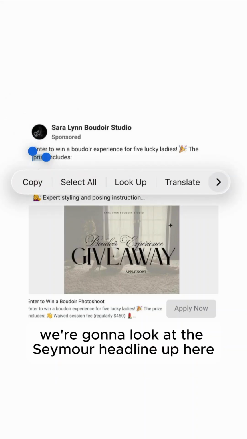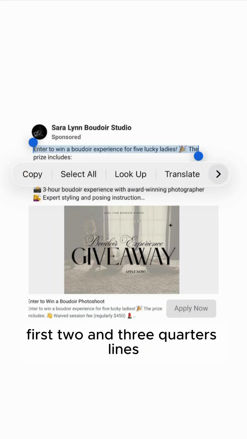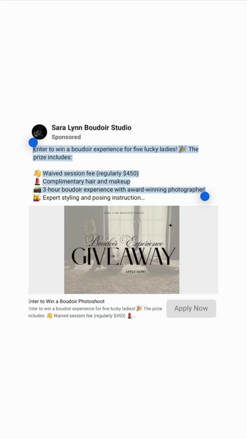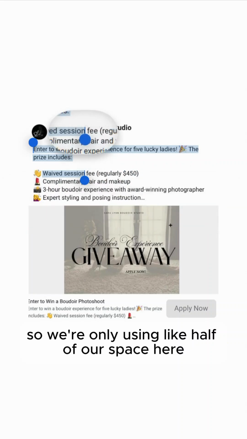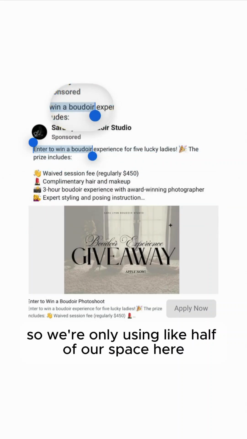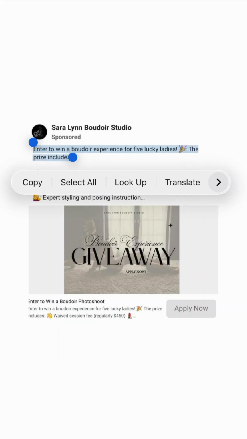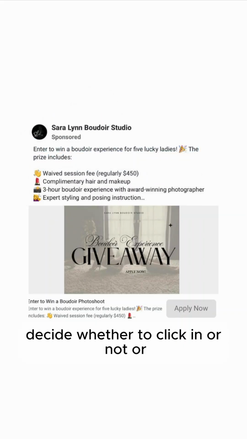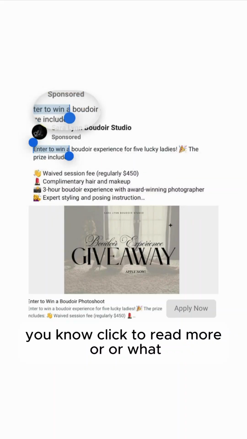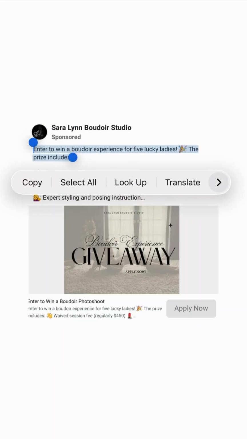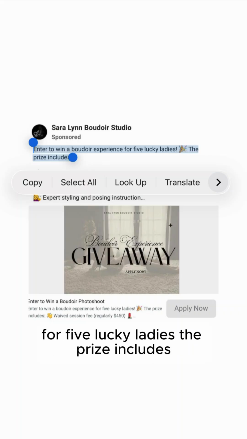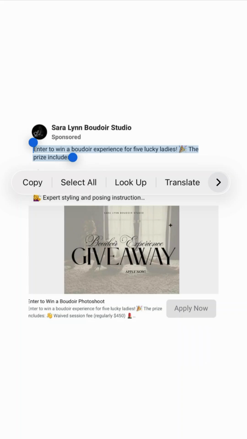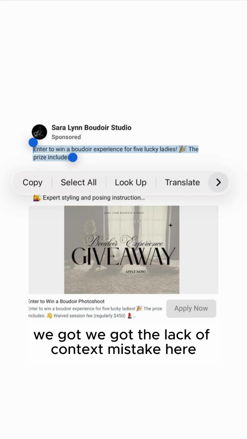Finally, we're gonna look at the See More headline up here. First 2 3/4 lines Facebook mobile news feed, and actually we're only using a line and a quarter, so we're only using like half of our space here to get people to decide whether to click in or not, or click to read more. And so, enter to win a Boudoir experience for 5 lucky ladies. The prize includes. All right, so yeah, we got the lack of context mistake here.